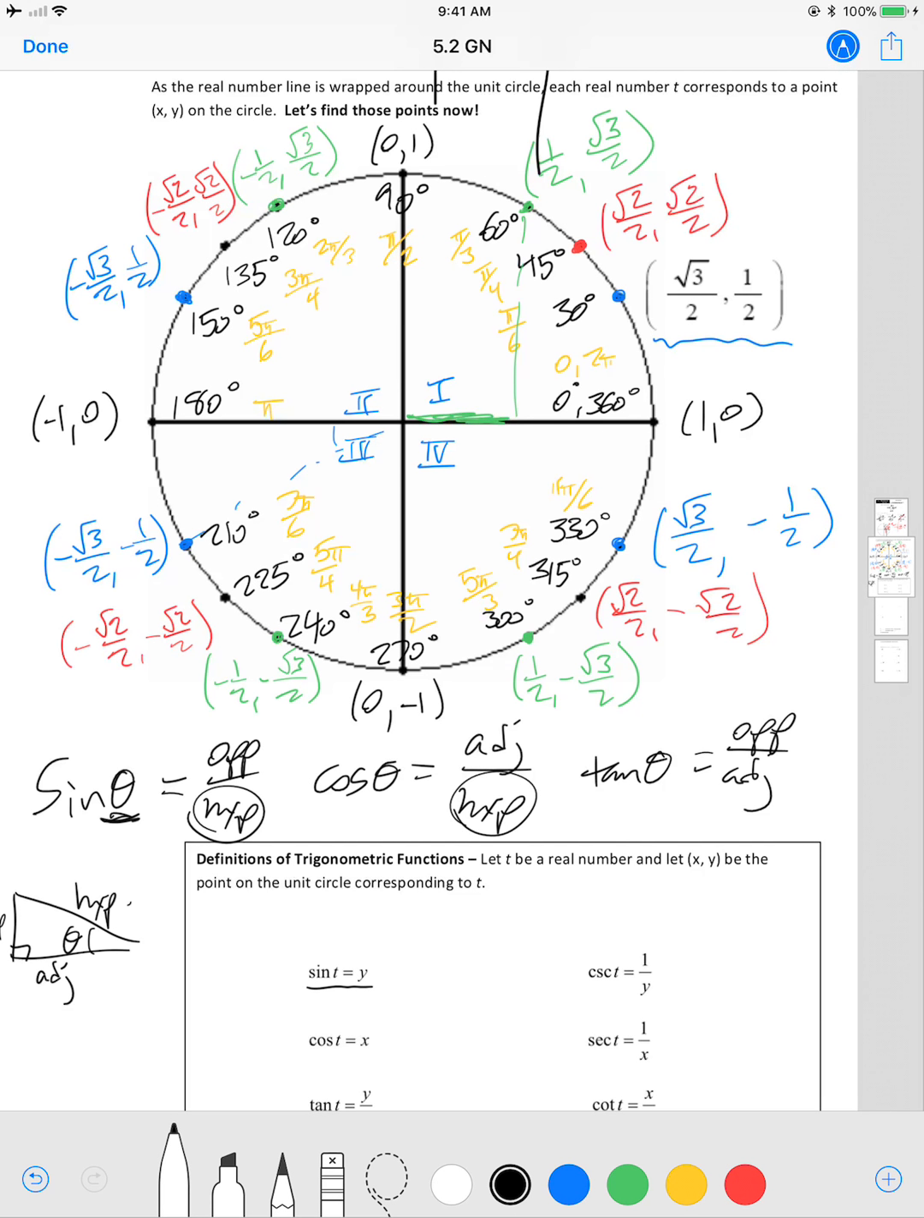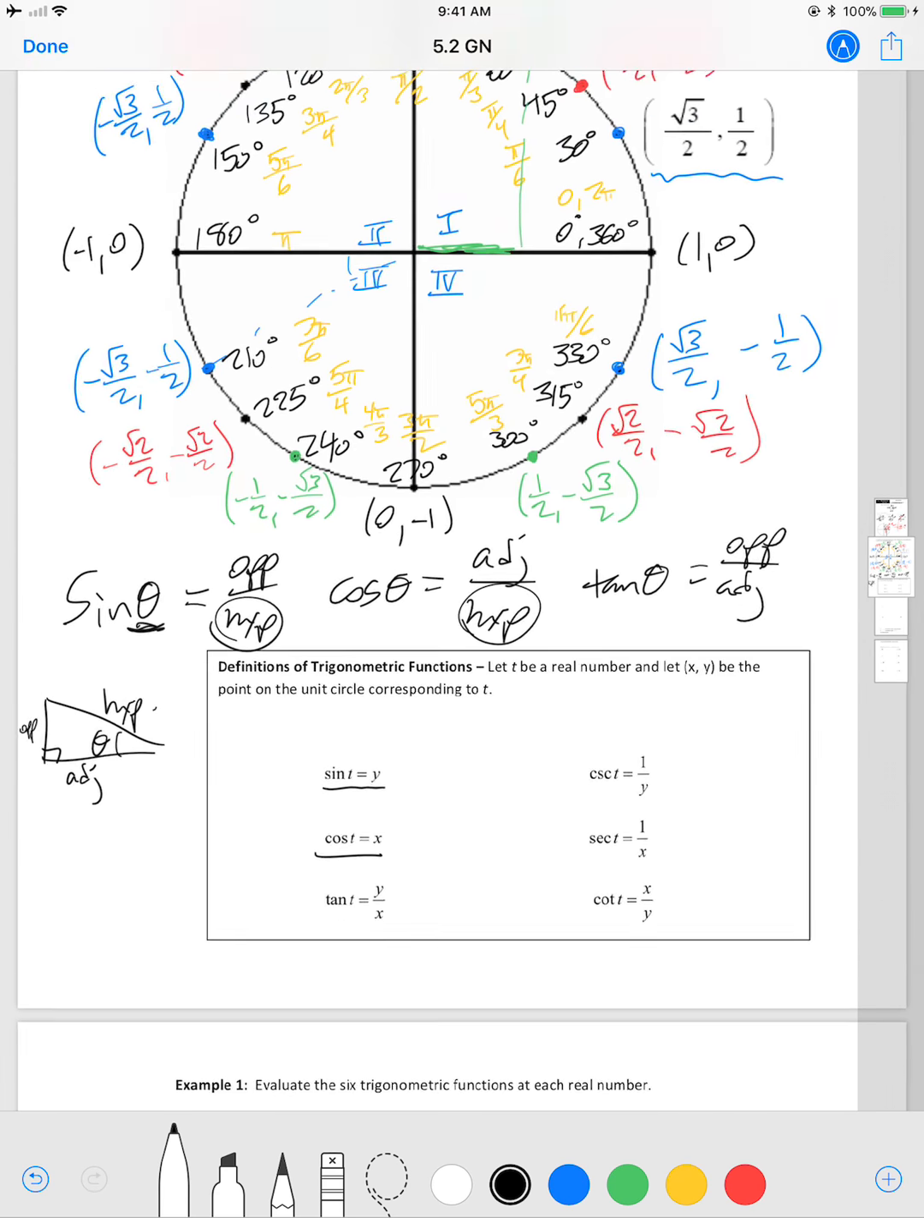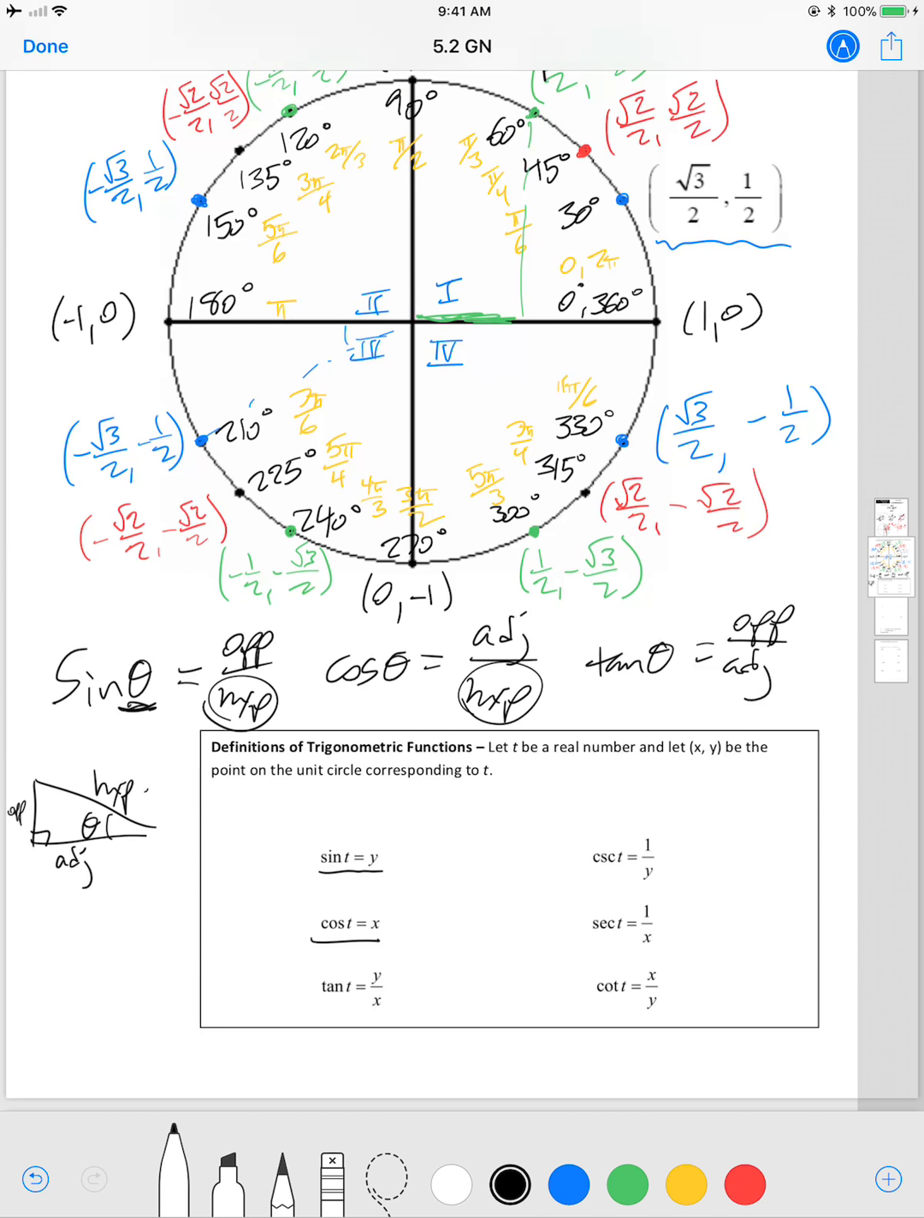Cosine will be the same thing because the hypotenuse is 1. Cosine, the adjacent side, will be the x value. And then tangent is opposite over adjacent. The opposite side is the y value over the adjacent side, the x value here.